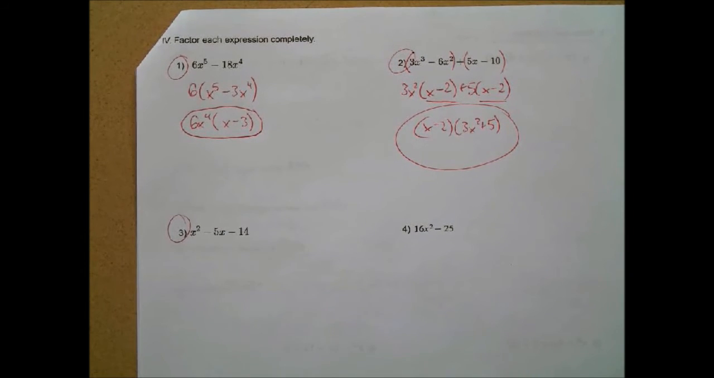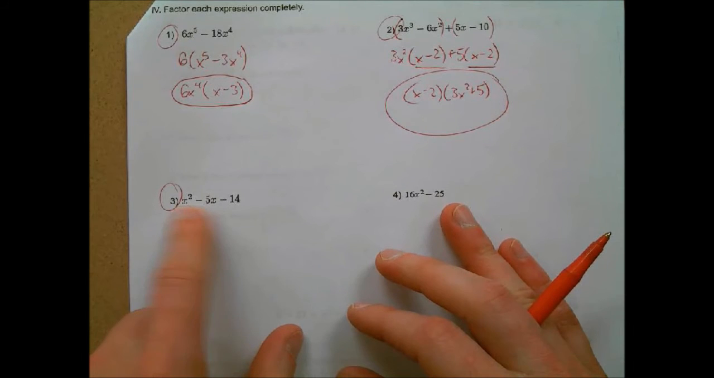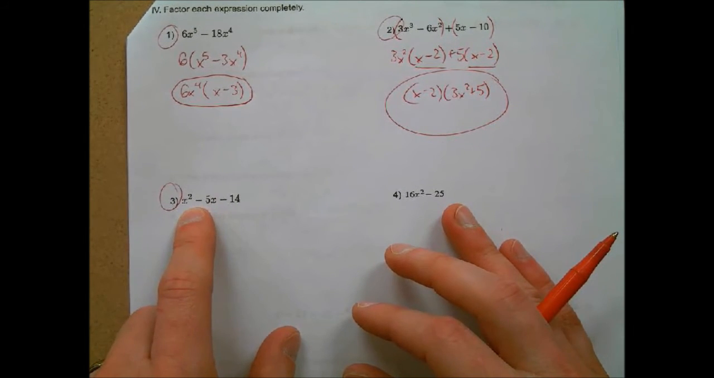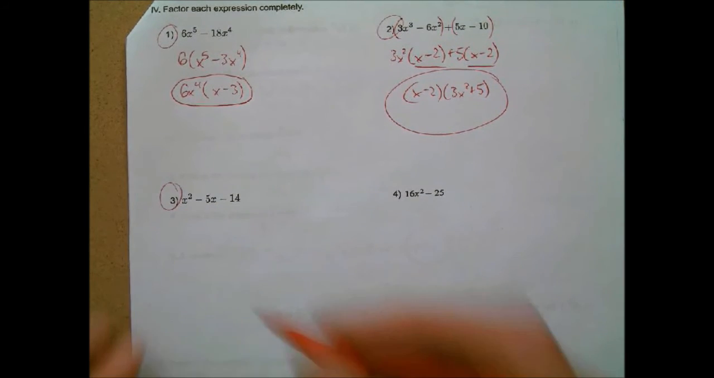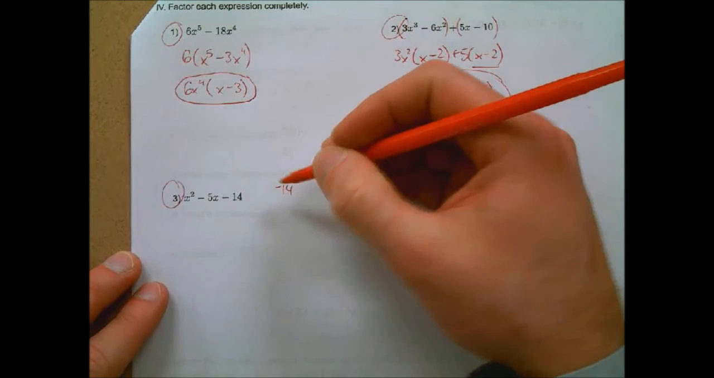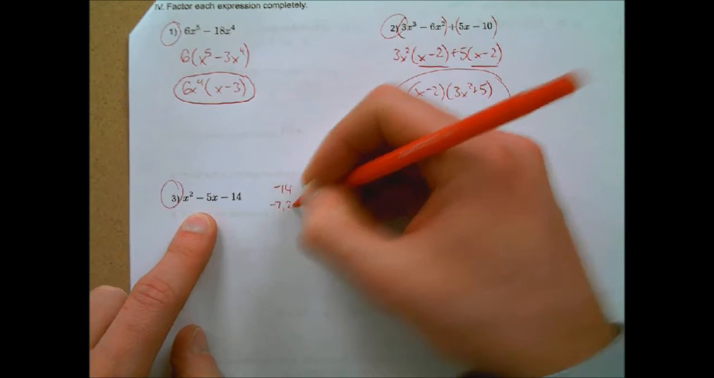Number 3, it's a trinomial. Is there a GCF we can factor out here? Nope. Okay, so we'll just do 1 times the negative 14. So we get negative 14, and we're looking for 2 numbers that multiply to negative 14 but add to negative 5. That's going to be negative 7 and positive 2. So we break up that middle term.